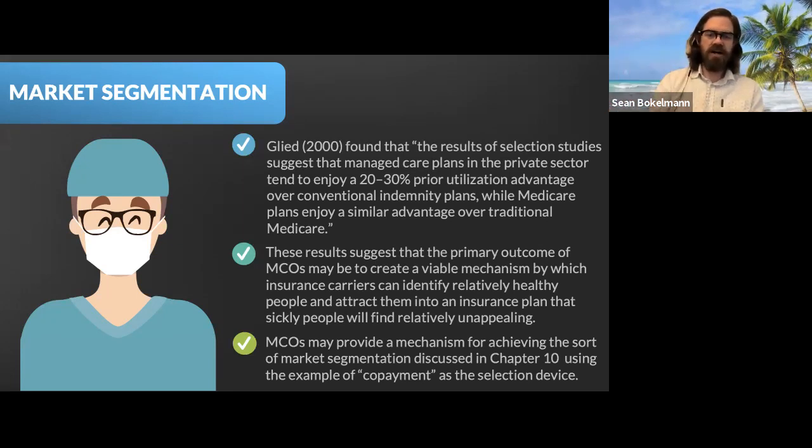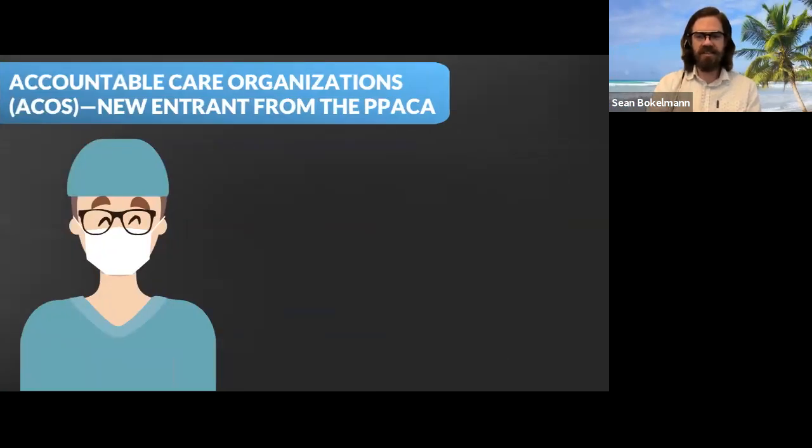So it turns out that this may be a real possibility. There may be a way for MCOs to achieve the sort of market segmentation that we discussed in Chapter 10, and they can do this by using basically a type of co-payment system, where there's a fixed fee for a doctor visit or something like that, right? So the co-payment acts as the selection device.